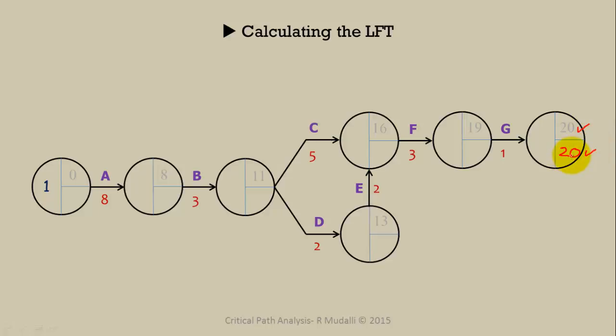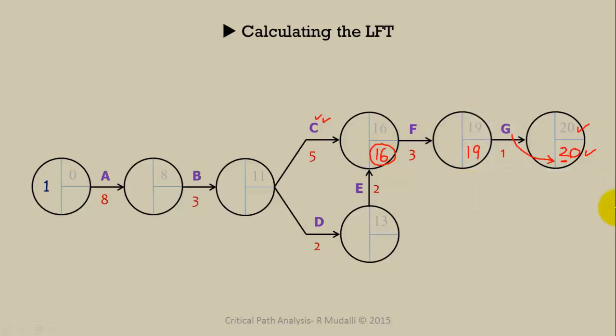Now, working backwards, we're going to subtract the duration of the previous activity. For example, this is 20. This is the LFT of activity G. Now we need to subtract. So 20 minus 1 equals 19. Okay. Now here the same, to calculate the LFT of activity C, we need to subtract. So 19 minus 3 is equal to 16.